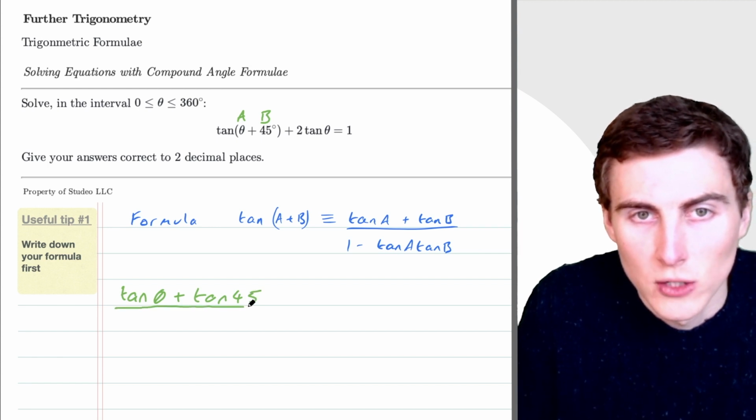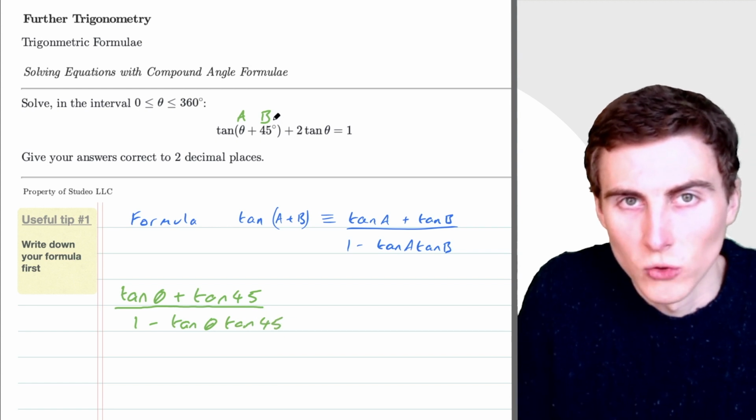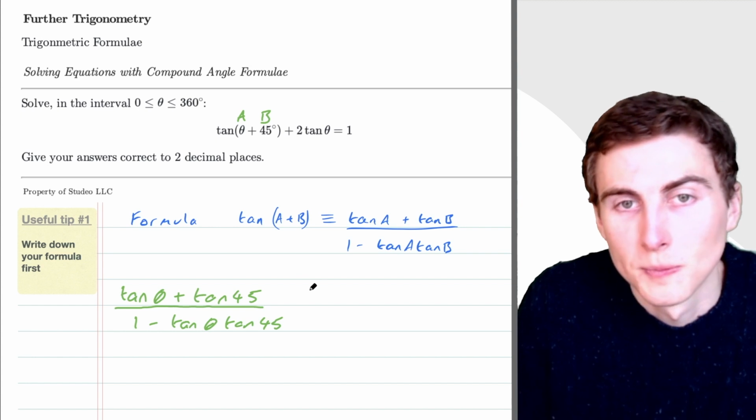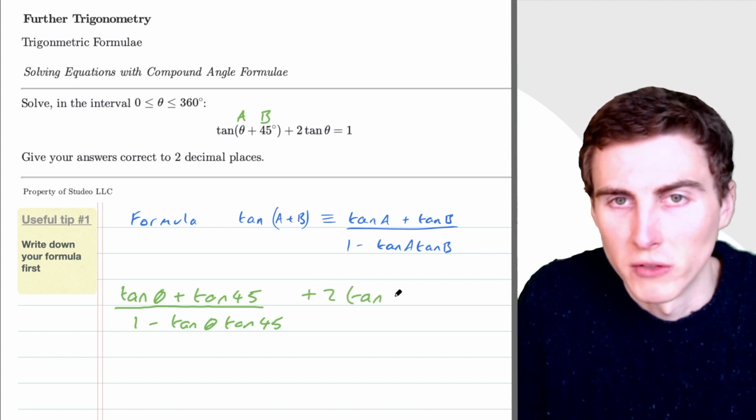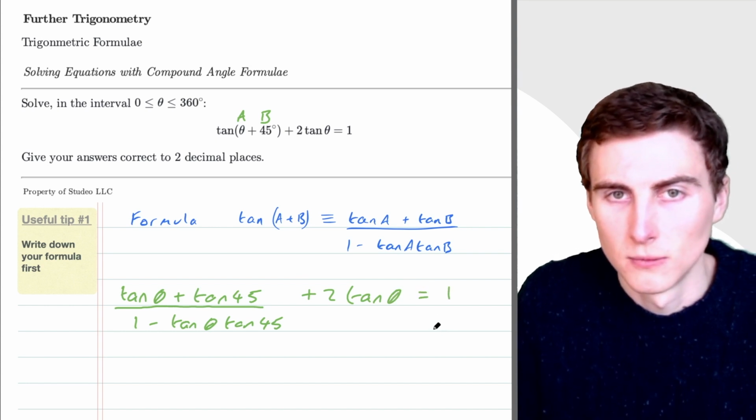And we're going to divide all of that by 1 minus tan theta tan 45. Yeah, so we replaced this with all of that. Then the 2 tan theta, we can't really do anything with that, that's fine. And that's all going to equal 1. That's great.